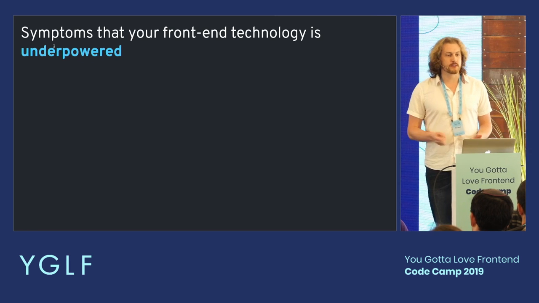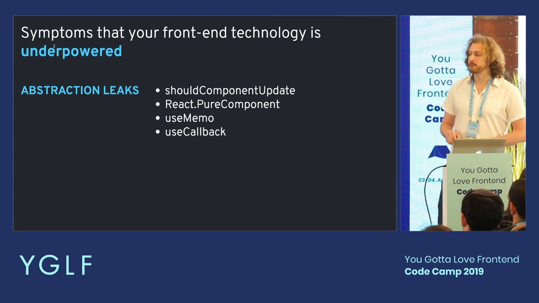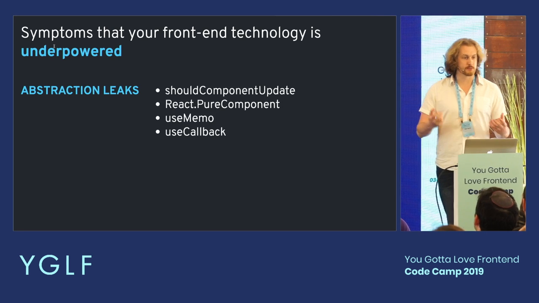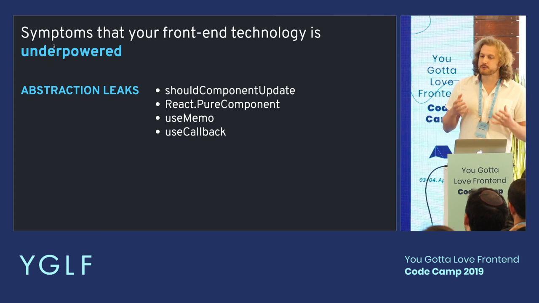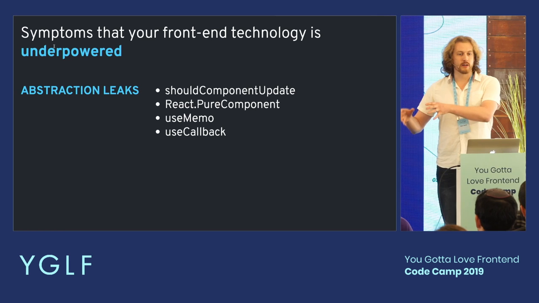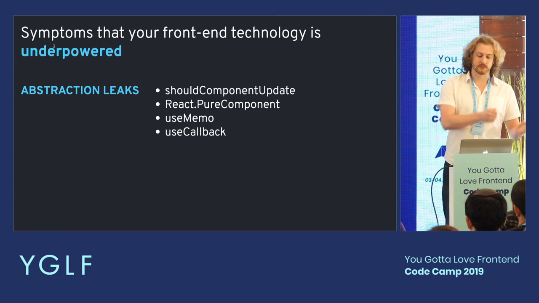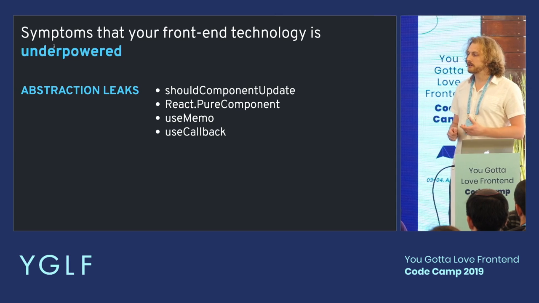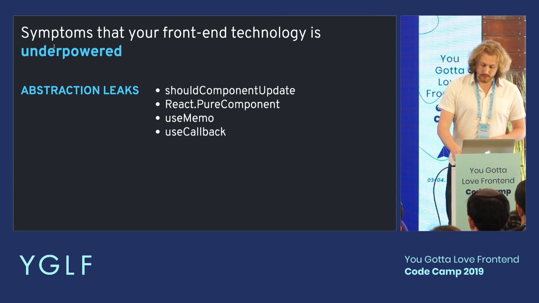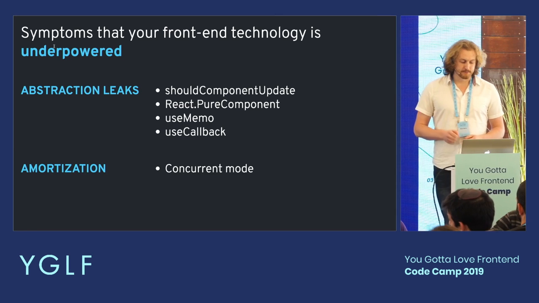The React core team don't think that the virtual DOM is fast enough, and I know this because they've given us things like shouldComponentUpdate, React.PureComponent, useMemo, and useCallback. These are all abstraction leaks that let you, the programmer, tell the computer that it doesn't need to worry about this subtree within your application. In other words, you're doing the computer's job for it. Another sign that the virtual DOM isn't fast enough is when we start to develop amortization strategies like concurrent mode, which we'll talk about later.